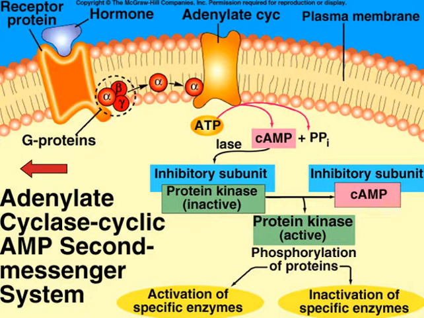Because cyclic AMP is allowing the message to be transferred into the cell, we call cyclic AMP a second messenger. Okay? So we're going to call cyclic AMP a second messenger for the hormone protein. Right? This protein-like hormone.